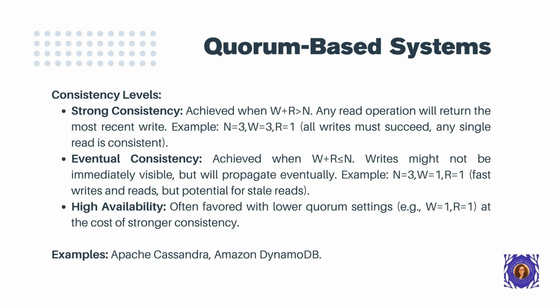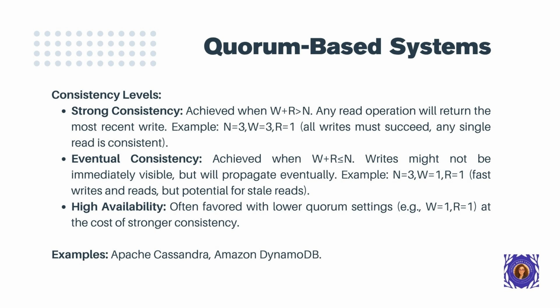For example, if you have N=3 replicas and you set W=2 and R=2, then W + R equals 4, which is greater than N=3. This overlap ensures that any read operation will always intersect with at least one node that holds the most recent write, thereby guaranteeing that you always retrieve the latest committed value. A more extreme example aiming for strong consistency might be N=3, W=3, R=1, where all 3 replicas must acknowledge a write, but a read from any single one is then guaranteed to be consistent.